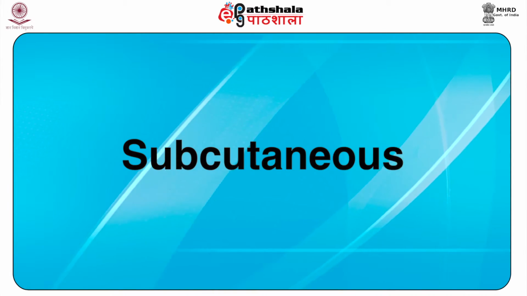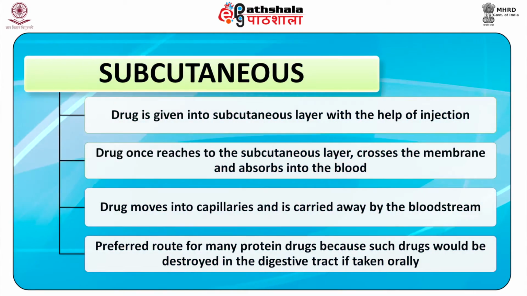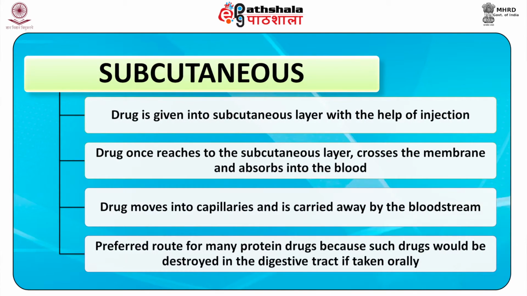Parenteral administration includes the following ways for the administration of drugs. First is subcutaneous. In this route of administration, the drug is given into the subcutaneous layer with the help of an injection. Once the drug reaches the subcutaneous layer, it crosses the membrane and is absorbed into the blood.